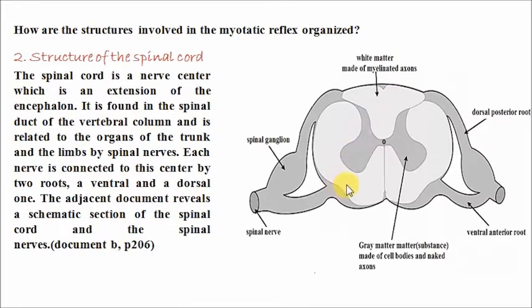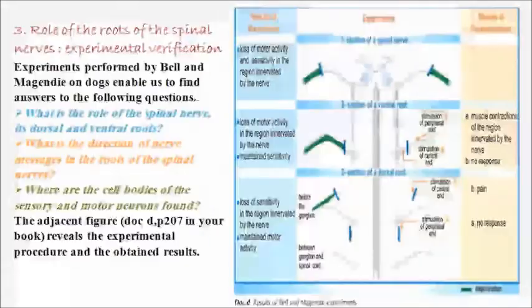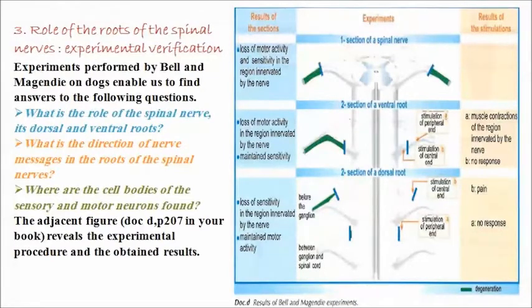Now, the adjacent document is found in your book on page 206, document B. You can refer to it. After dealing with the structure of the spinal cord, the next point to be discovered is the role of the spinal nerve and the role of the roots of the spinal nerve, that is, the dorsal and the ventral root.